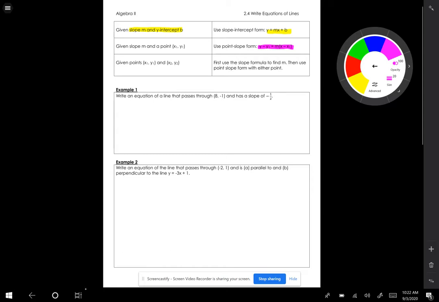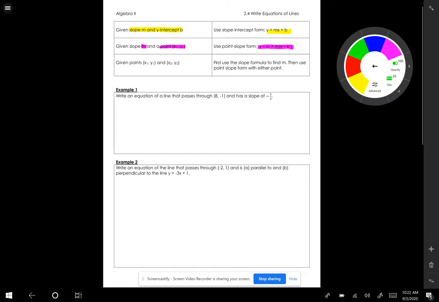You will use that when you know the slope and when you know a point. That's why it's called point slope. There's also a standard form, ax plus by equals c, but it's rarely used. So there are two main forms we're going to talk about.